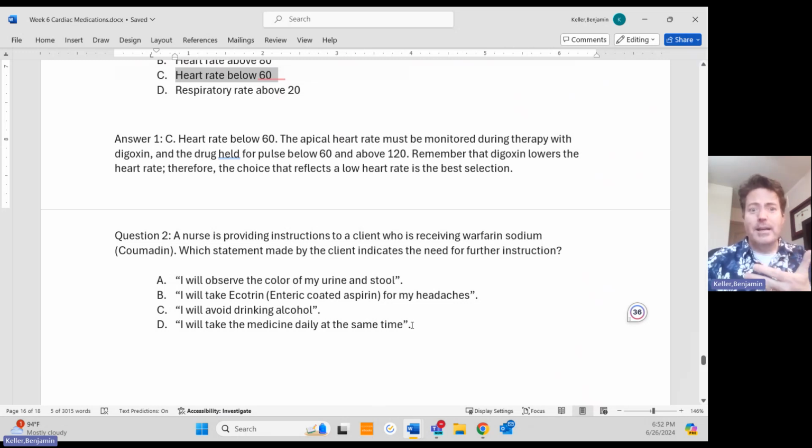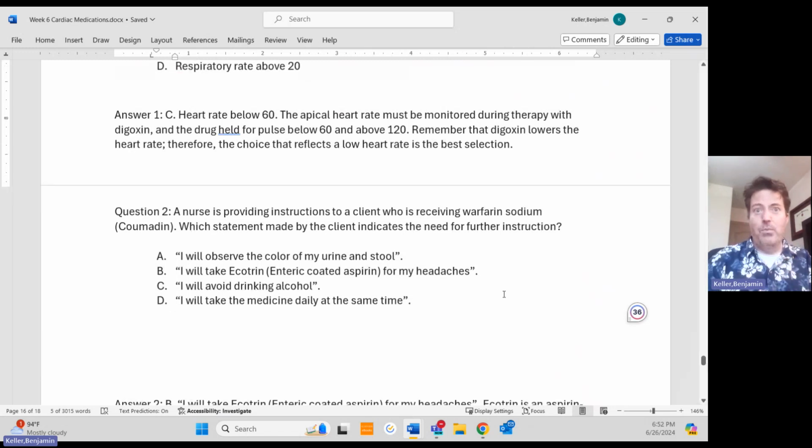So which one of these is not like the other? It's this one in the middle. Well, why don't we read it? Let's see. I'll take Ecotrin, aspirin for my headaches. Do we want to take any kind of blood thinner with warfarin, any kind of aspirin? The answer is no. Doesn't matter if it's enteric coated or not. No aspirin of any kind with warfarin sodium.